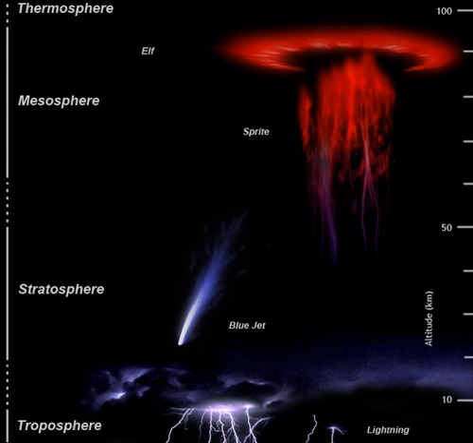Blue jets occur much less frequently than sprites. By 2007, fewer than 100 images had been obtained. The majority of these images, which include the first color imagery, are associated with a single thunderstorm. These were taken in a series of 1994 aircraft flights to study sprites.